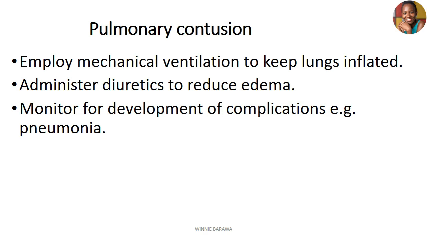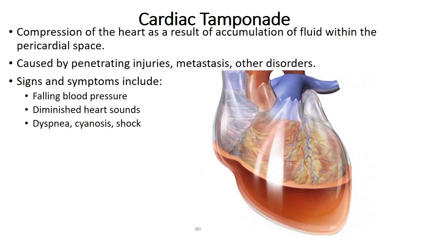Tamponade. This is a compression on our heart as a result of accumulation of fluid in the pericardial space. And remember, we are focusing all this under chest injuries. So we're talking about a chest injury leading to cardiac tamponade, or a state of an injury that leads to damage, and the fluid or blood hemorrhage that is happening accumulates in the pericardial space, giving us a state of cardiac tamponade. And cardiac tamponade will behave more of a chest injury but affecting the cardiac system.